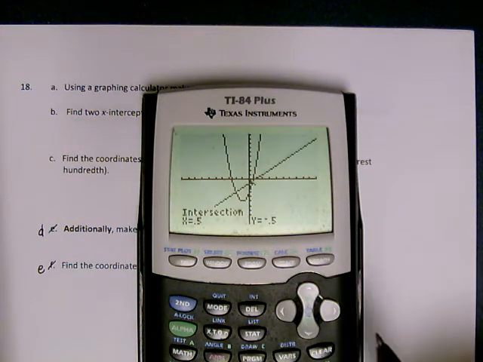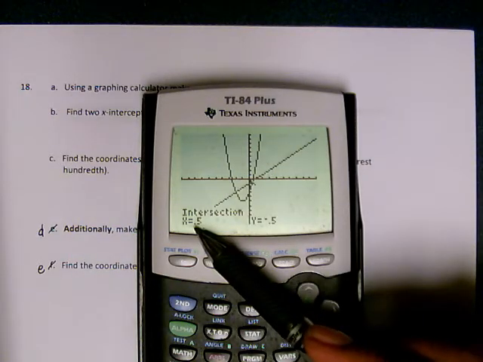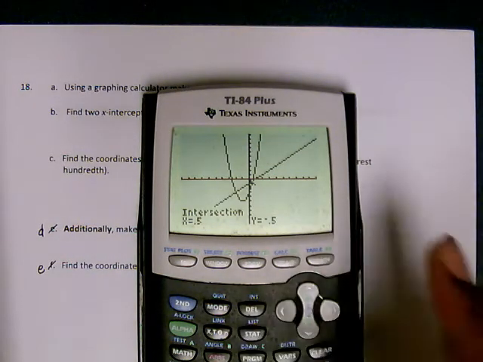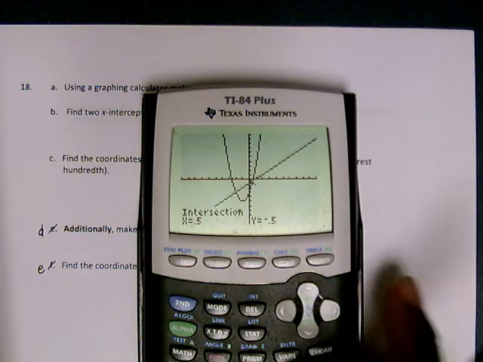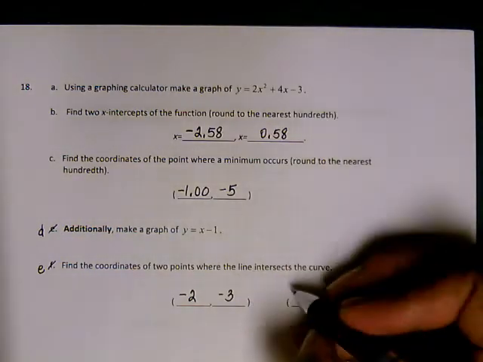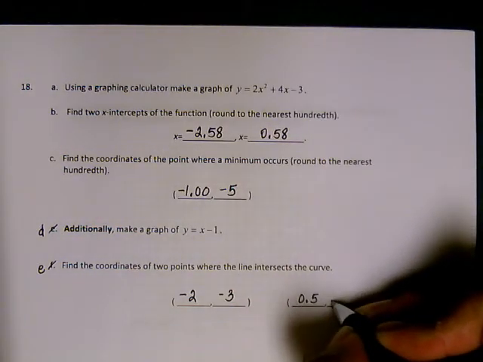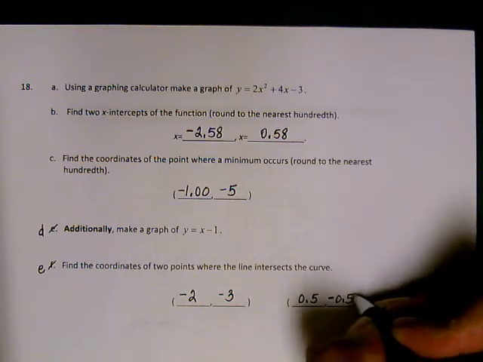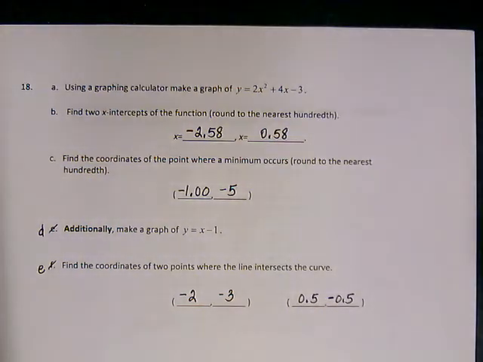That's my other point of intersection here. 0.5 and negative 0.5. So here, 0.5, negative 0.5 is my other point of intersection.